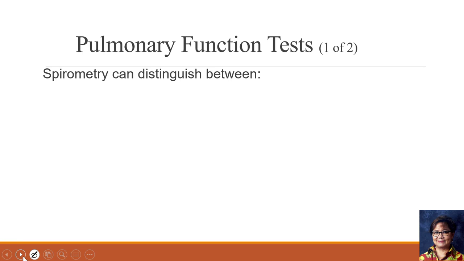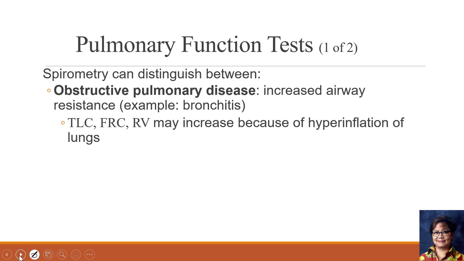So pulmonary function test can be taken by spirometry and can be distinguished between obstructive pulmonary disease and restrictive disease. Obstructive disease is characterized by increased airway resistance. An example of this will be bronchitis. And here you will have an increase in the total lung capacity, the functional residual capacity, and the reserve volume. This may increase because of hyperinflation of the lungs.